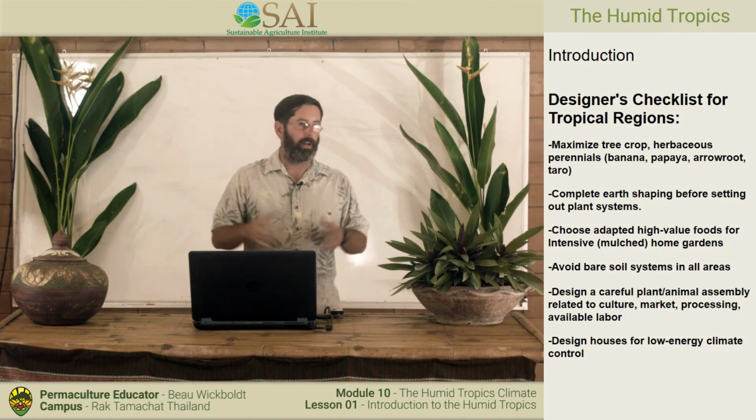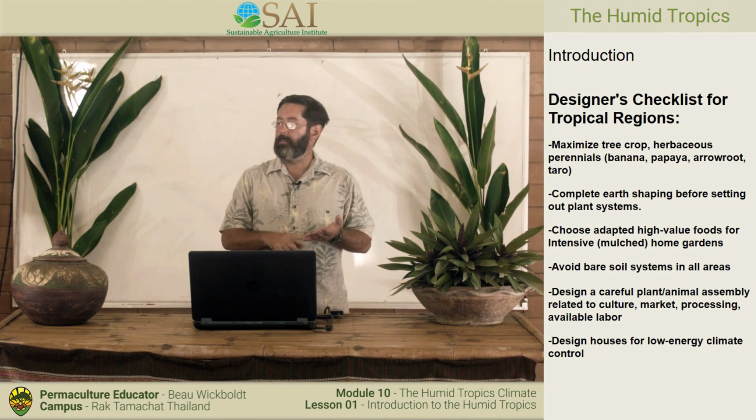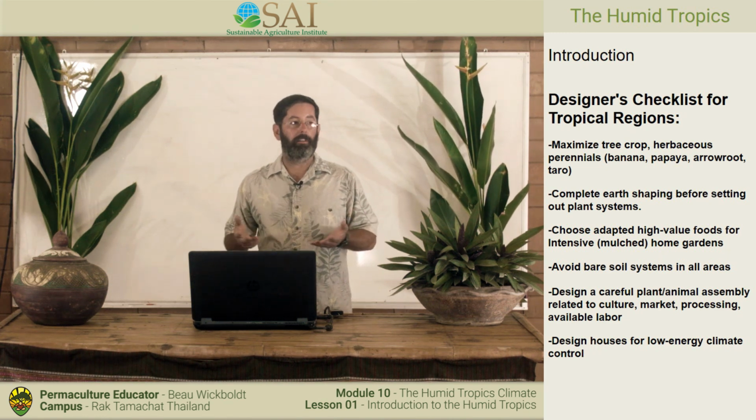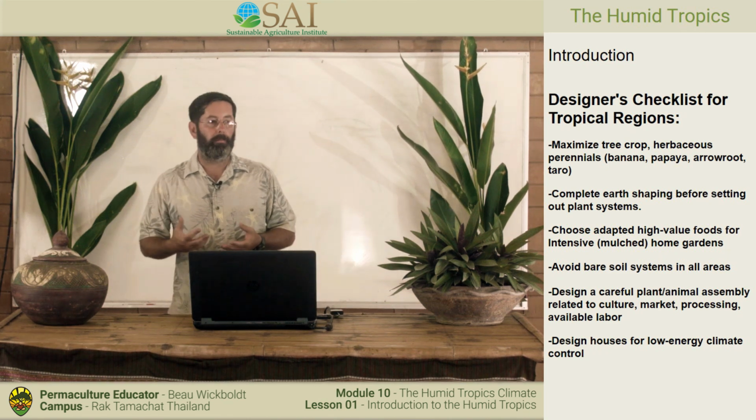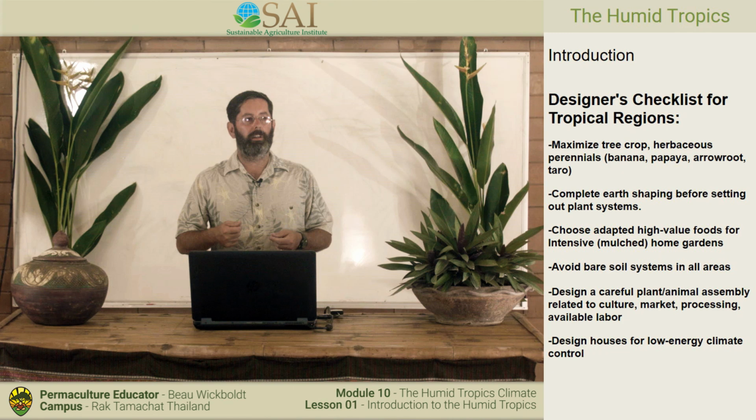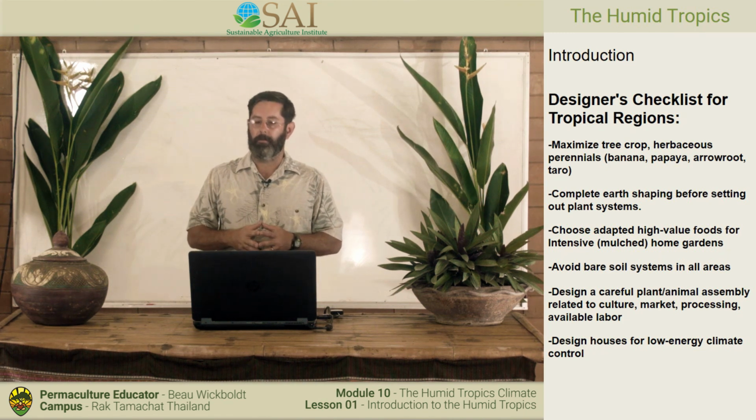So here is a designer's checklist that we can look at if we're going to work in a tropical region. What might I want to look at? Maximize tree crops and herbaceous perennials, things like bananas, pawpaws, arrowroot, or taro. Any of these types of plants are going to give you a really great yield with very little work. So try to put those types of plants in.